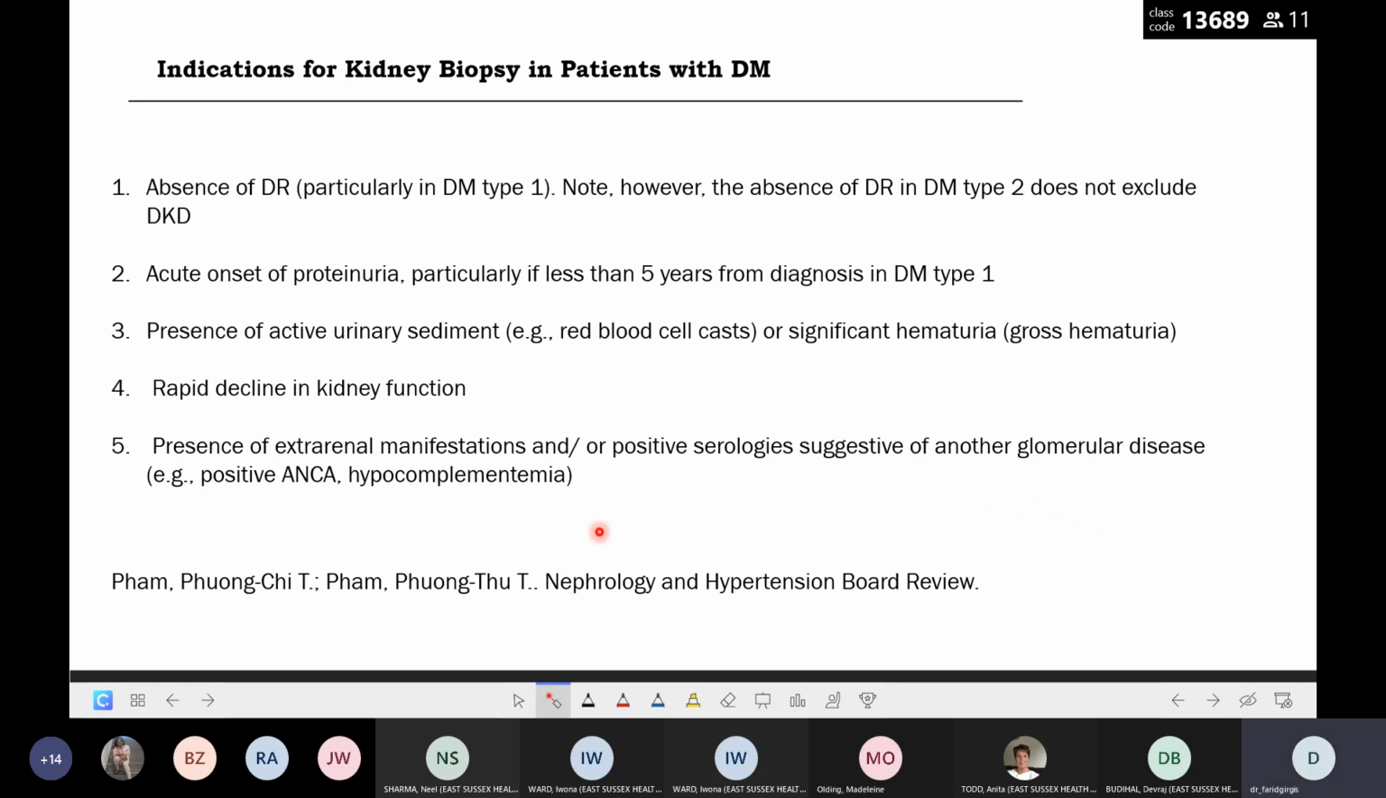If you have extrarenal manifestations or positive serology suggestive of other glomerular disease, like if you find positive ANCA test or anti-GBM, or there is low complement, hypocomplementemia, it may be lupus nephritis, okay? So if you get any other extrarenal manifestations or positive serology, in this case, you should proceed to biopsy. So in all these scenarios, you should proceed for a biopsy.